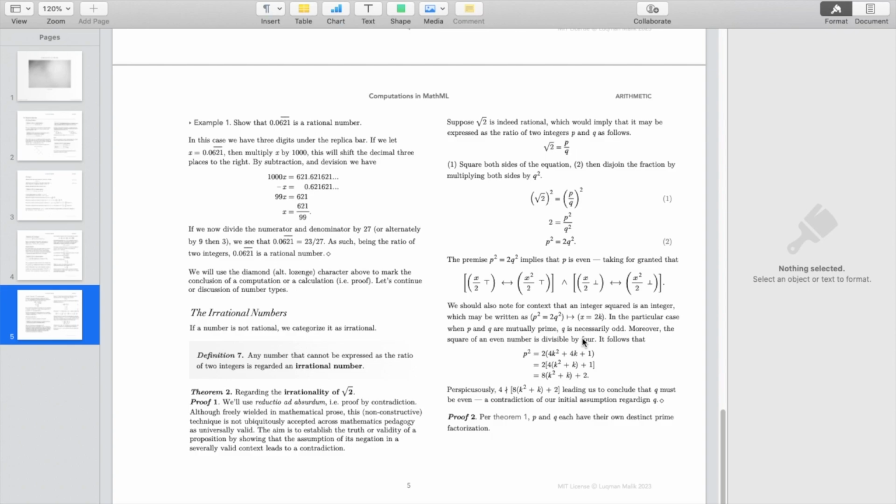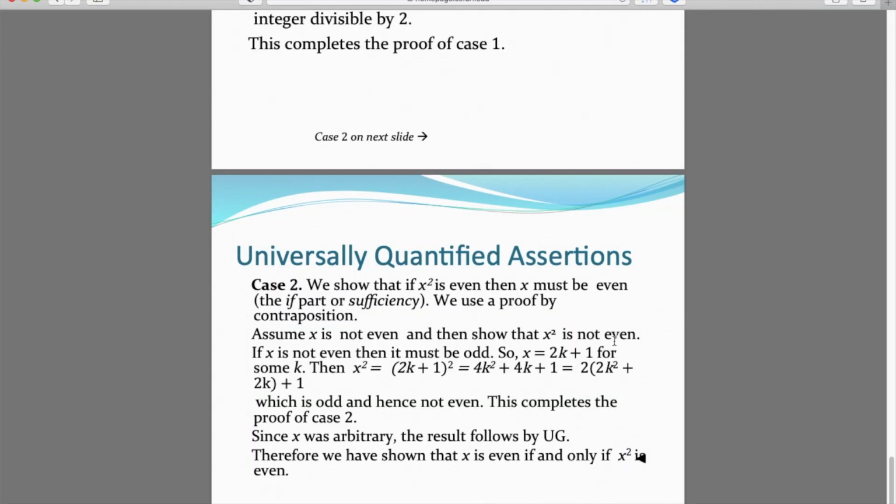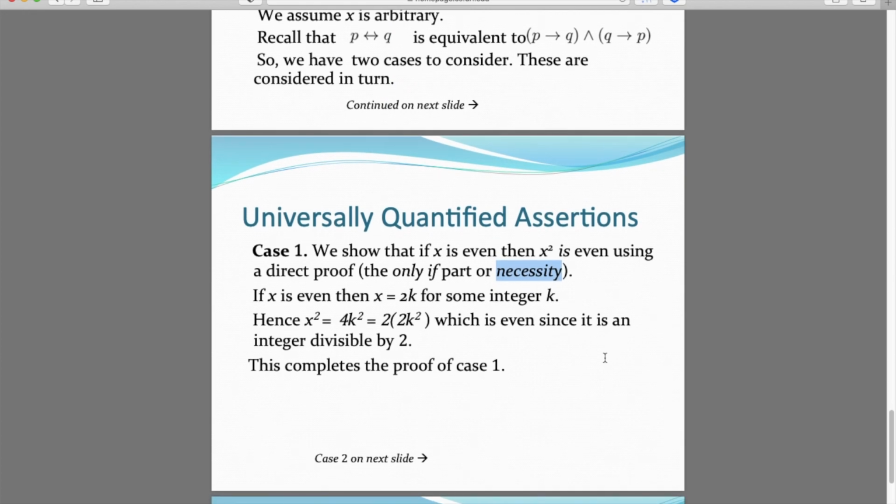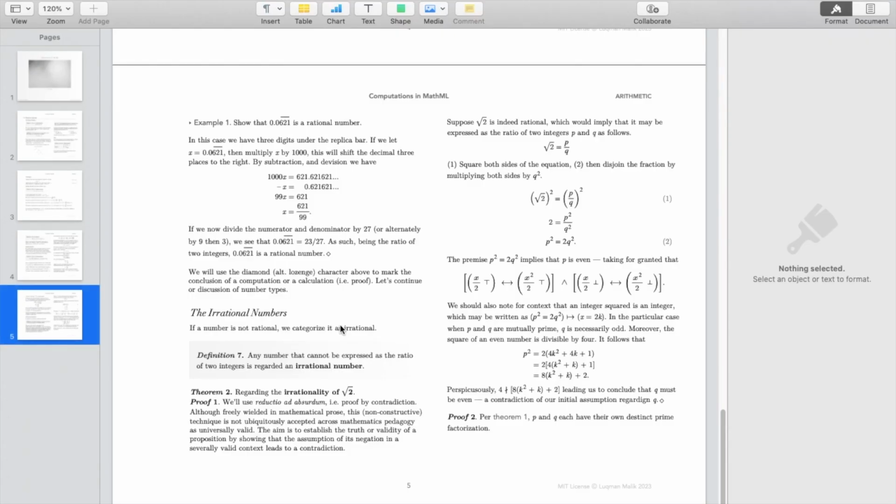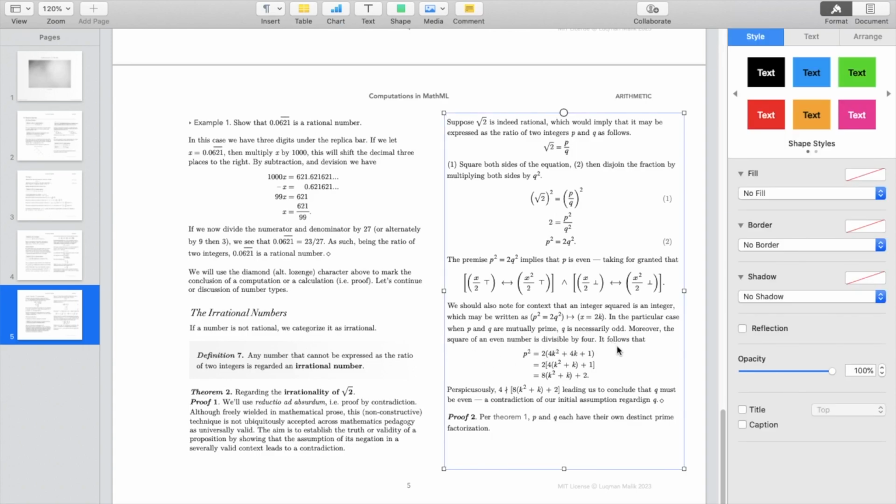So moreover, the square of an even number is divisible by 4. We just saw that. The square of an even number is divisible by 4, right? We showed that if x is even, then x squared is also even. Right? X is even, divisible by 2. X squared is also even, and divisible by 4. All right. It follows that this must be the case.